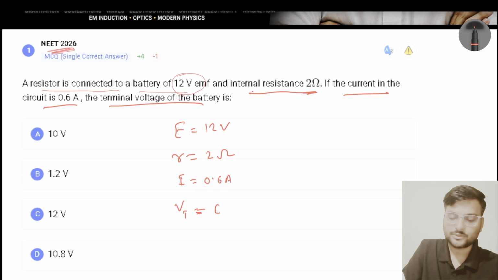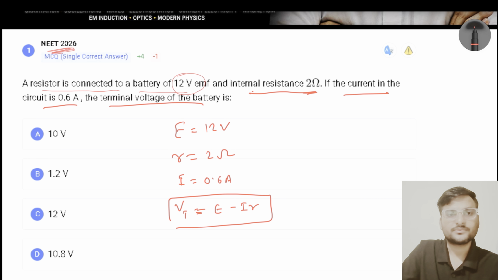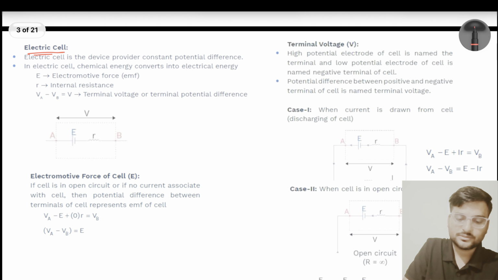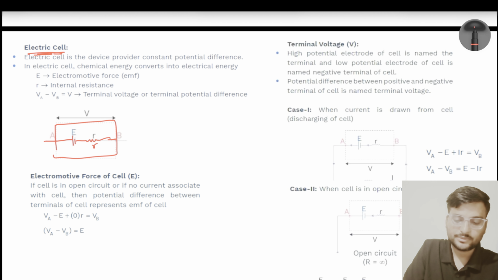The formula of VT is equal to E minus Ir. From where does this formula come out? This formula comes out from the cell. See this, this is the electric cell. First you learn the concept about that. An electric cell contributes one internal resistance and one E, and the total combination of this will be nothing but V.